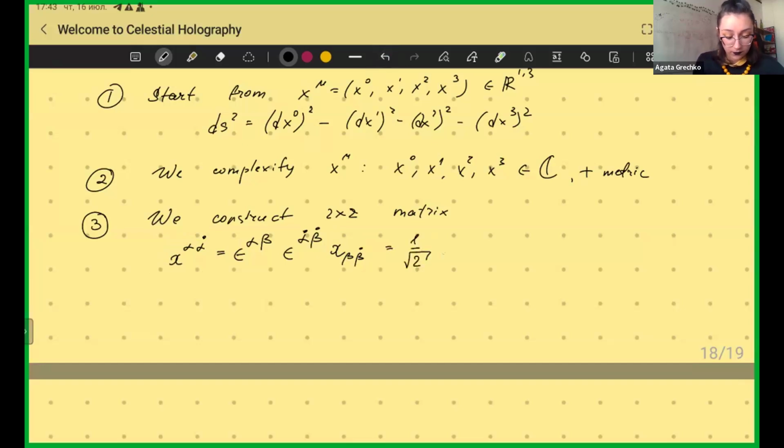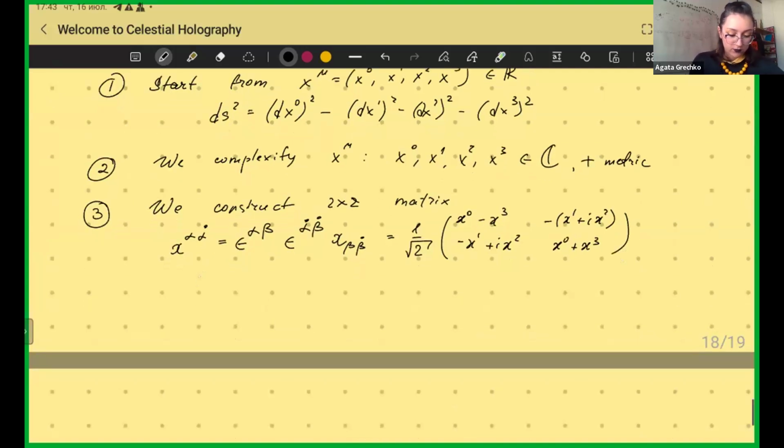And it's connected to our 4-vector, which is now a complexified vector, as follows: x3, then minus x1 plus i x2, minus x1 plus i x2, and x0 plus x3. Okay. So these indices here, all of them are going around 0 and 1.